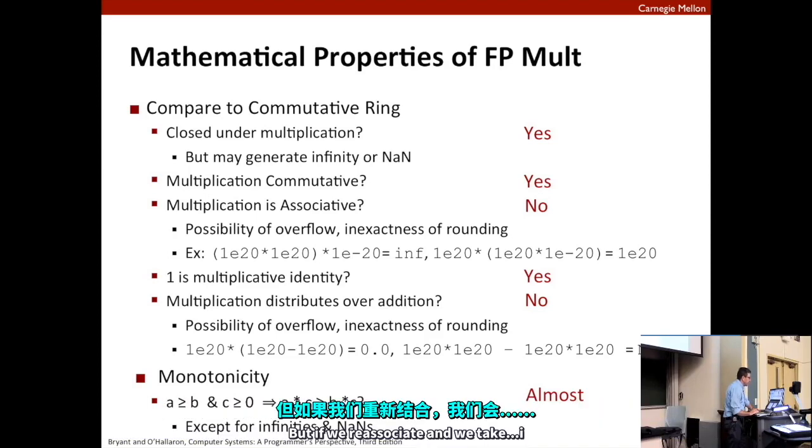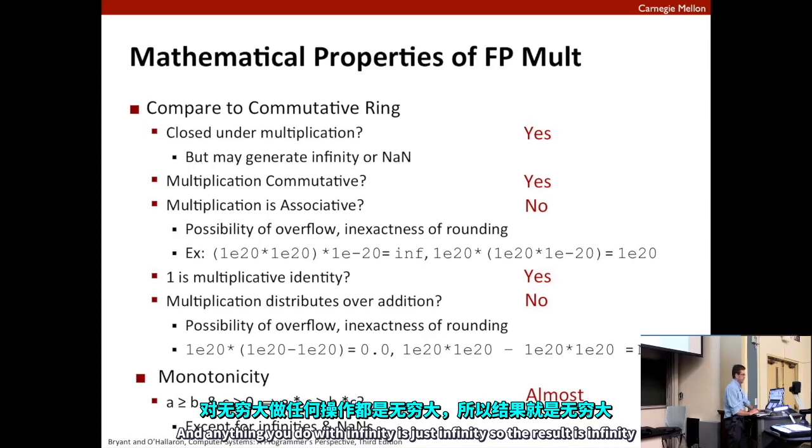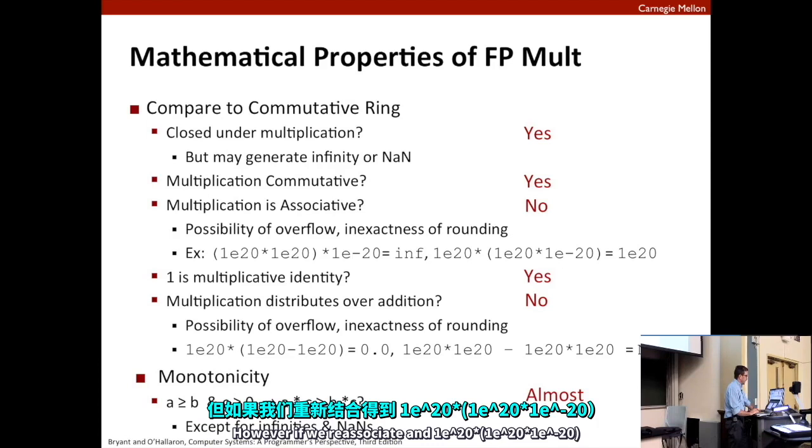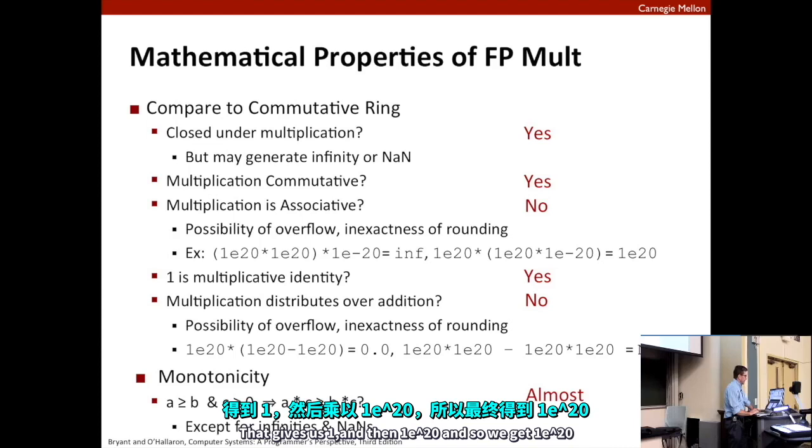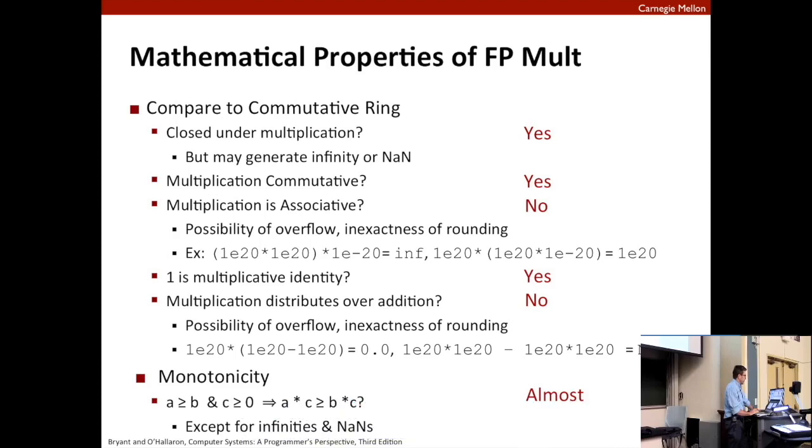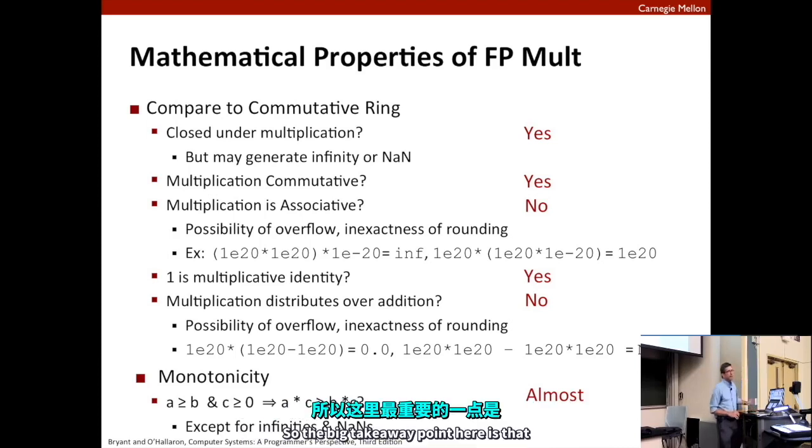But if we reassociate and we take 2 to the 20th times 2 to the 20th times 2 to the minus 20th, well, this first multiplication is infinity, and anything you do with infinity is just infinity. So the result is infinity. However, if we reassociate and multiply 2 to the 20th times 2 to the minus 20th, that gives us 1, and then multiplied by 2 to the 20th, and so we get 2 to the 20th. So the big takeaway point here is that floating point isn't associative.